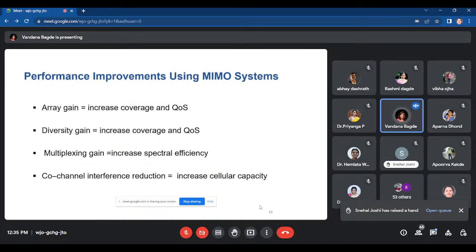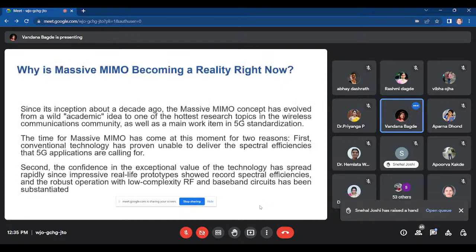So now, why is massive MIMO becoming a reality now? Because we cannot live without the wireless communication system. Today's talk wouldn't have been possible if wireless technology didn't exist. Since its inception a decade ago, this technology has evolved from an academic idea to one of the hottest research topics in the field of wireless communication.